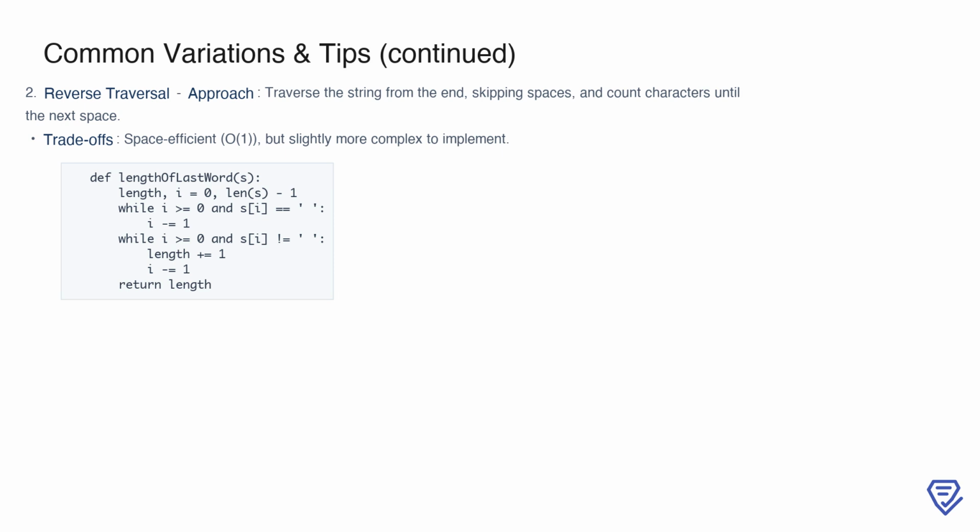Alternatively, you can take a reverse traversal approach. This method involves traversing the string from the end, skipping any trailing spaces, and then counting characters until you encounter the next space. This approach is more space efficient, with O(1) space complexity, but it can be slightly more complex to implement. Here's how it works. Initialize a counter for the length and start from the end of the string, decrementing as you skip spaces and count characters. Both methods have their trade-offs, so choose the one that best fits the constraints and requirements of the problem.